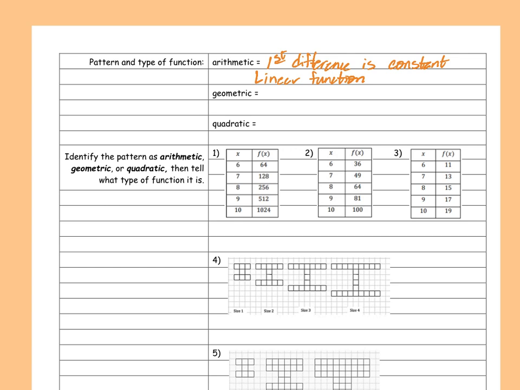And then a geometric has a common ratio, right? That means I'm multiplying by the same number, right? Common ratio. And this is called, I want to spell this right, I'm going to spell it wrong, exponential function. Okay.